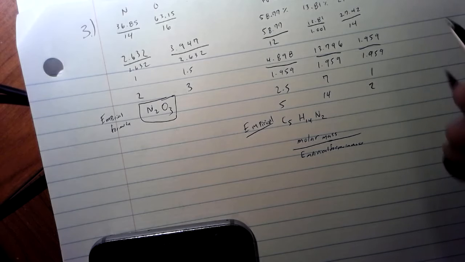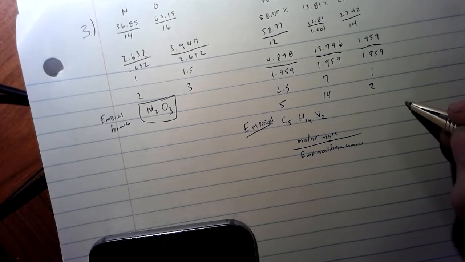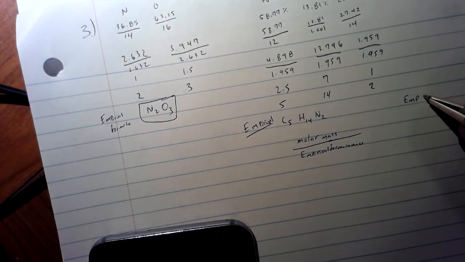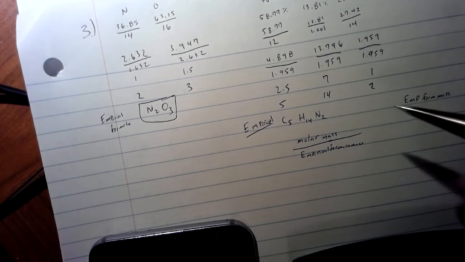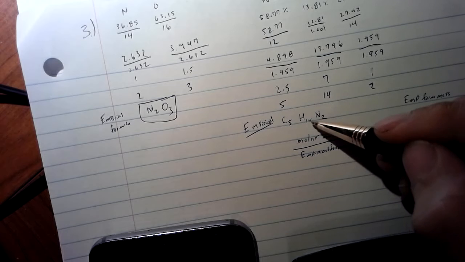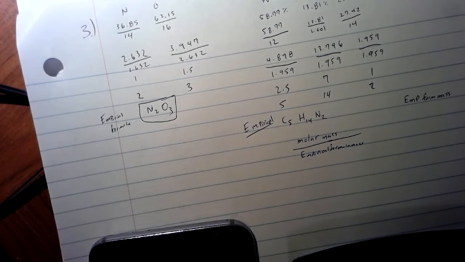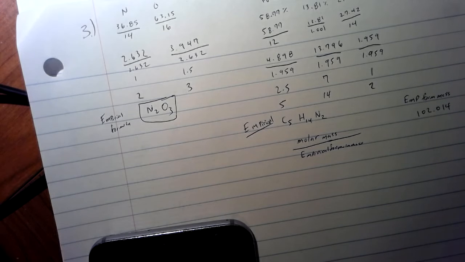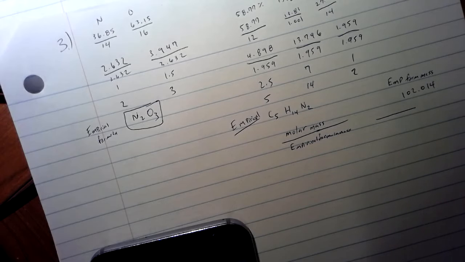Alright, so let's go ahead and do the empirical formula mass on the side over here. So we're just going to do 5 times 12 plus 14 times 1.001 plus 14 times 2, and we get 102.014. So now I can go ahead and set this up.